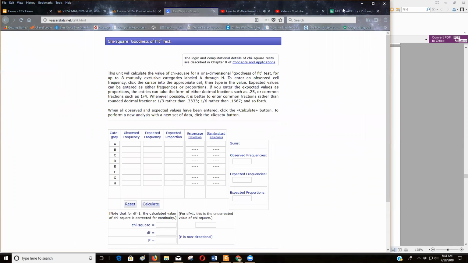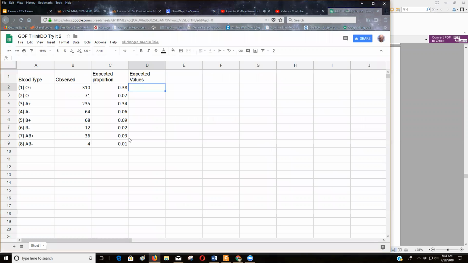And where's my spreadsheet here? Here it is. So here's the observed. Now, I don't know if they told me the total in the text, but I'm just going to add up. I don't know how many people this represents, so I'm going to find the sum. So there's 800 people in this sample. So we have to find what 38% of that 800 is, and that would be what we would expect to see.